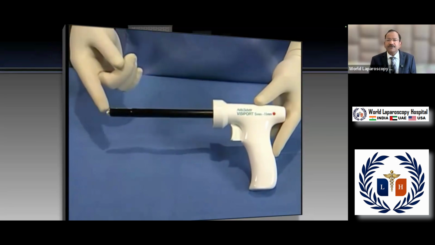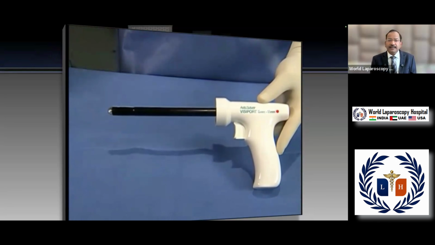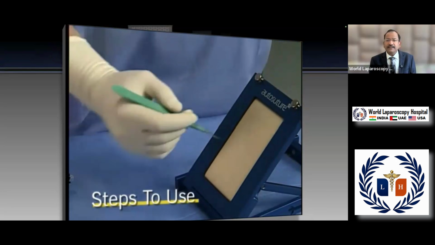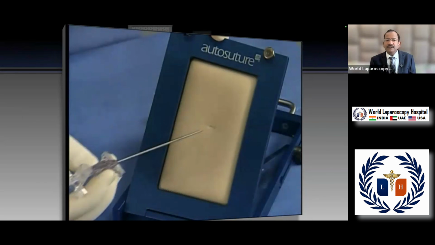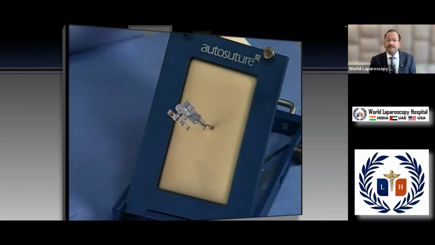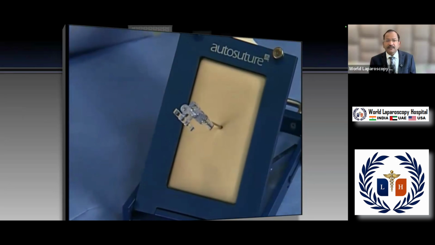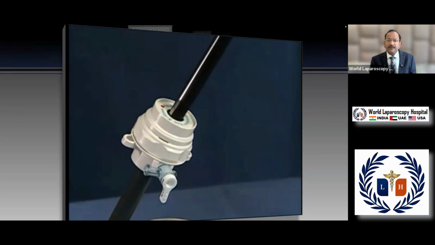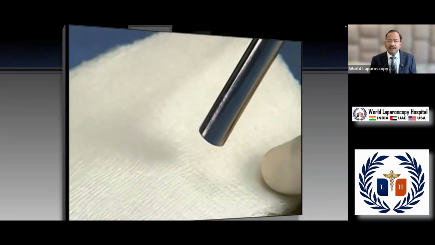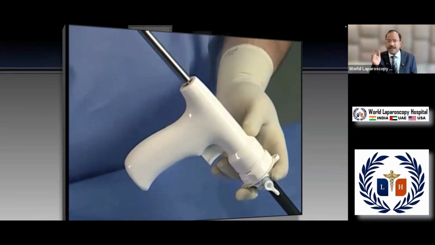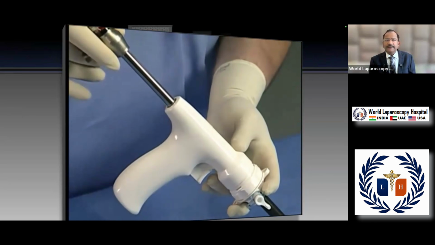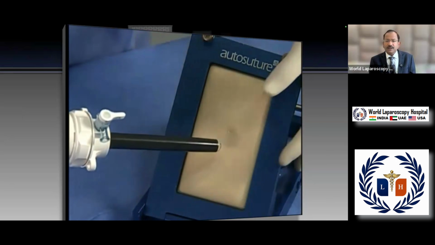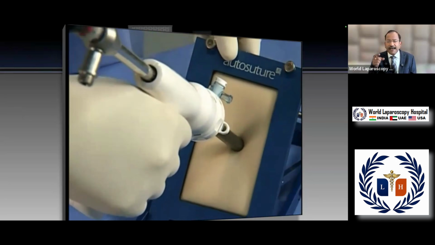It has a pistol grip trocar and it has a trigger, and this is the cannula. So you take a Veress needle, introduce it and create the pneumoperitoneum. After that, it is better to use a 0-degree telescope in this trocar, because a 30-degree will show you the side. So, use 0-degree.